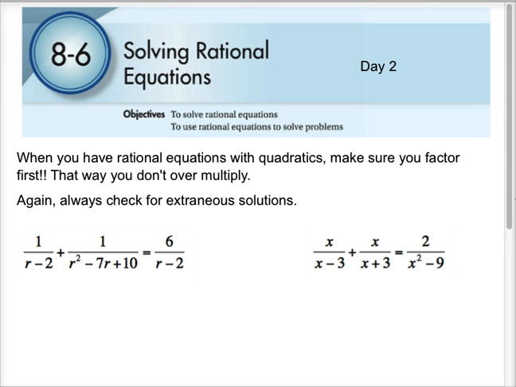So today we're going to wrap up. We're going to do slightly more complicated examples of rational equations. All right, so when you have rational equations with quadratics, make sure you factor first because you don't want to over multiply. Then again, you always want to check for extraneous solutions.